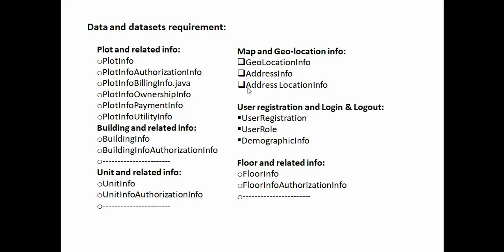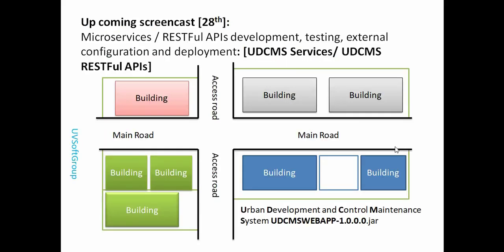And there is a user registration process, and login and logout process, and some set of information they needed: user registration, user roles defined, and demographic information for all users, meaning the registered users, the administrative part, and also the user part of the application. So that was our web application.